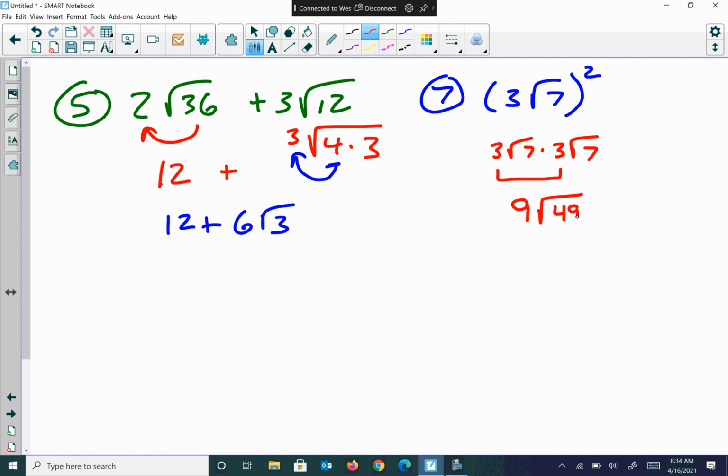Now, friends, being I multiplied the same number together to get to 49, what can you guarantee me about the number 49? It's a square root. Square root of 49 is? 7. So I get 9 times 7. 9 times 7, I believe, is 63 this week. Next week, it might be different.